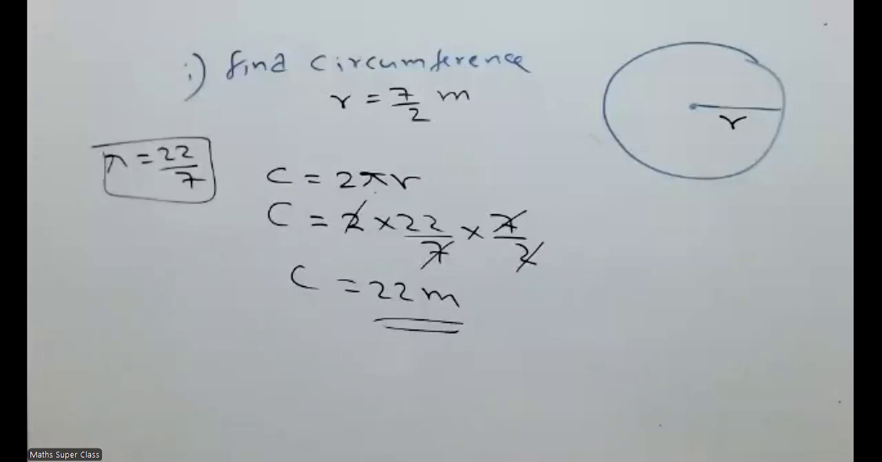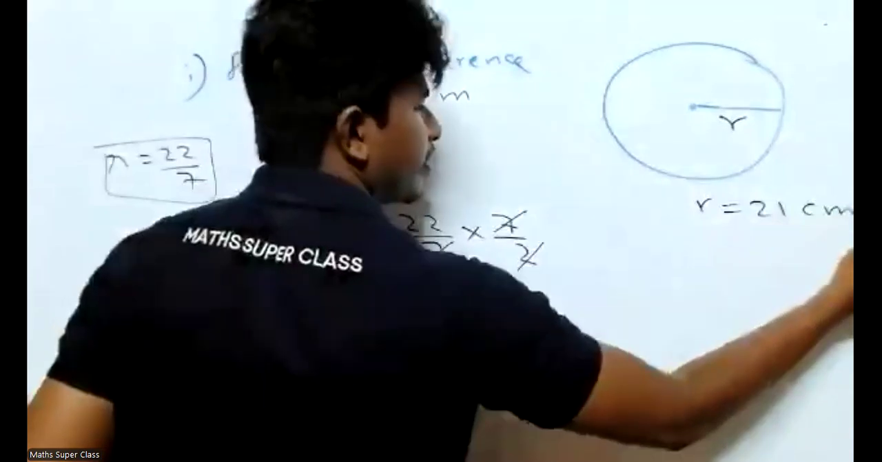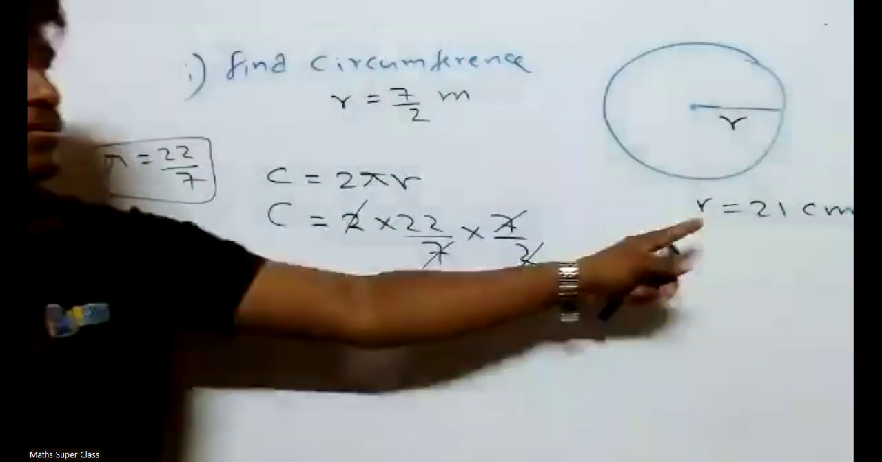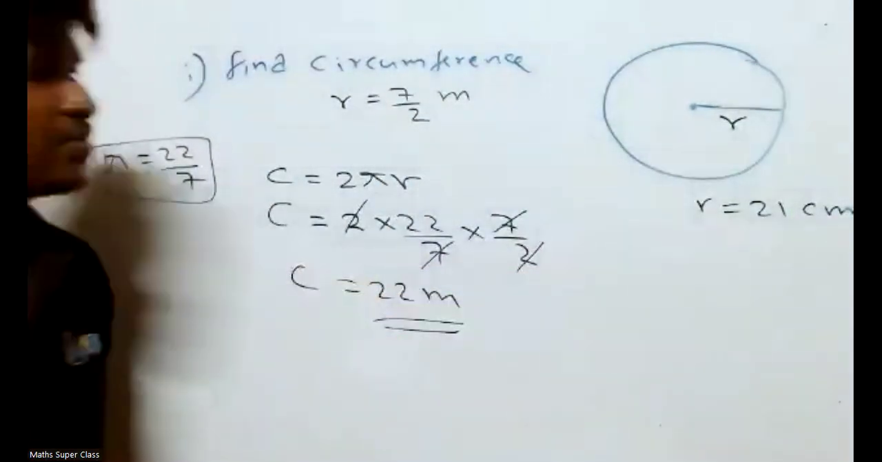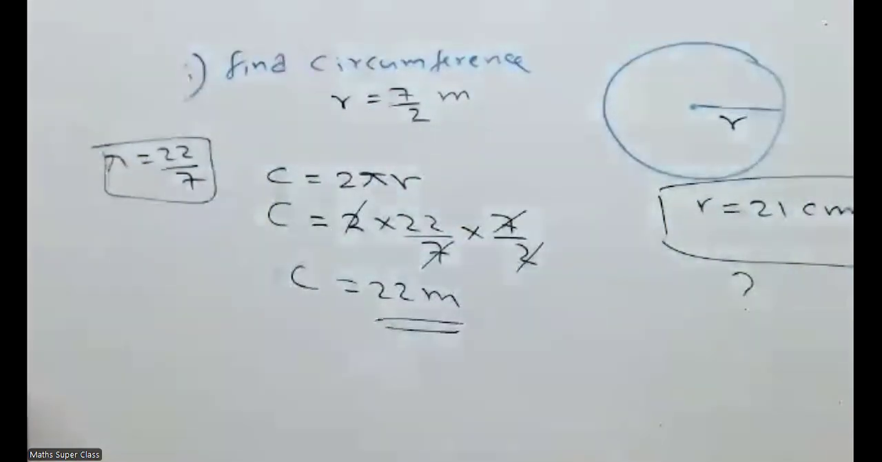Find out the circumference when r equals 21 centimeters.